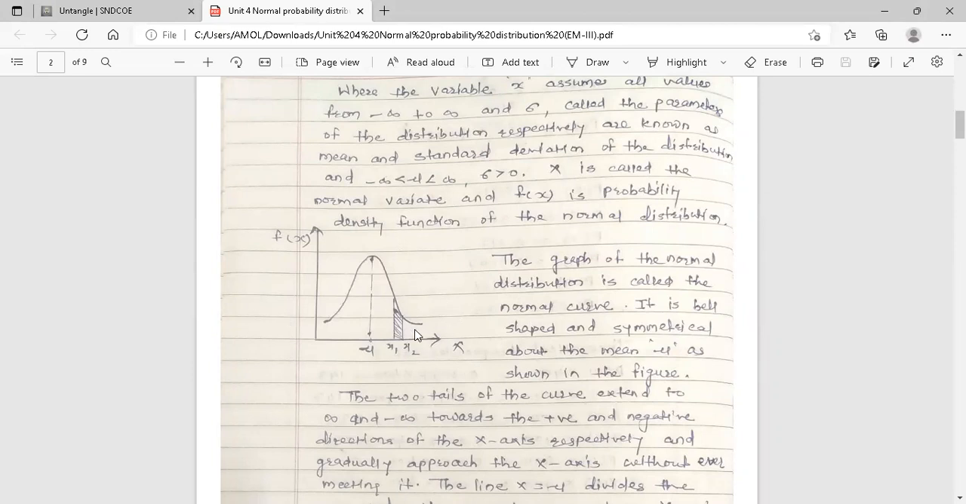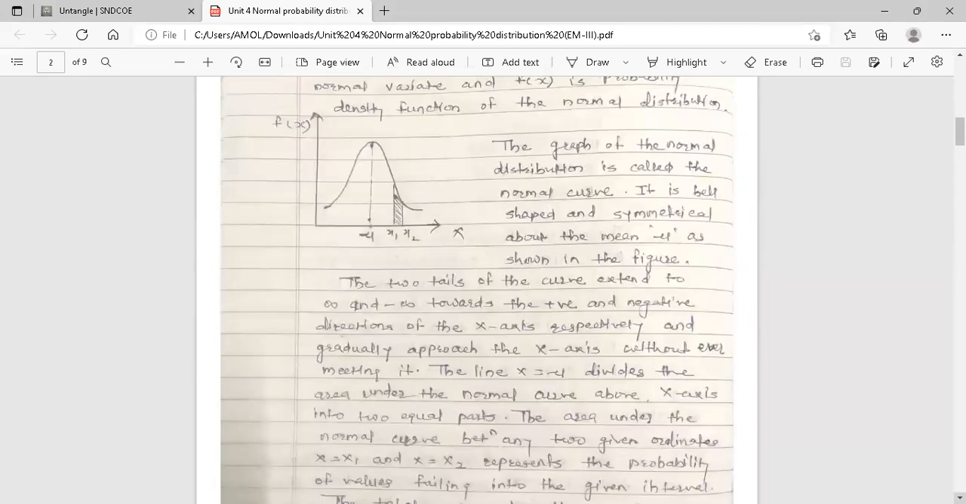The two ends do not touch the x-axis. The two tails of the curve extend to plus infinity and minus infinity, towards the positive and negative directions of the x-axis respectively, and they gradually approach the x-axis without ever meeting it.